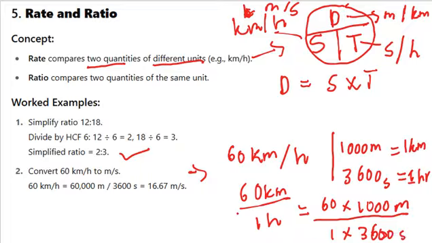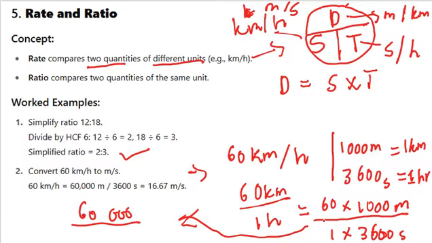Taking this from this side, it means you're going to multiply that and you're going to have 60,000 divided by 3,600 meters per second, and if you divide that, it's going to give you the same answer that was done here.